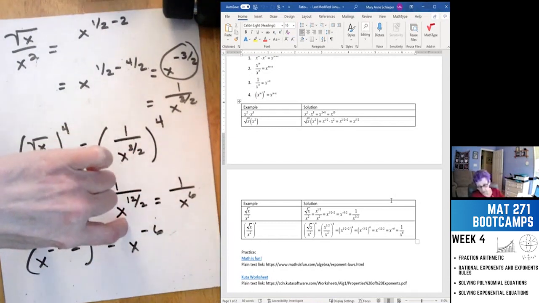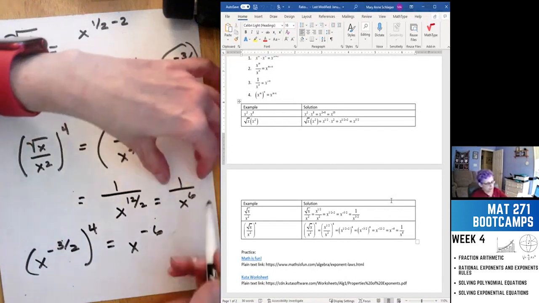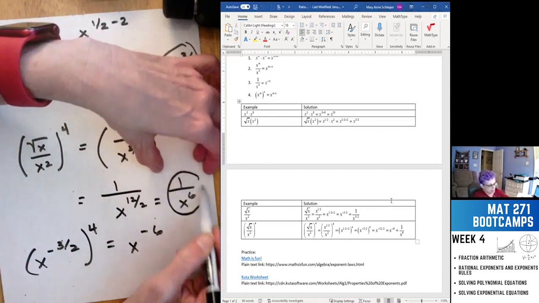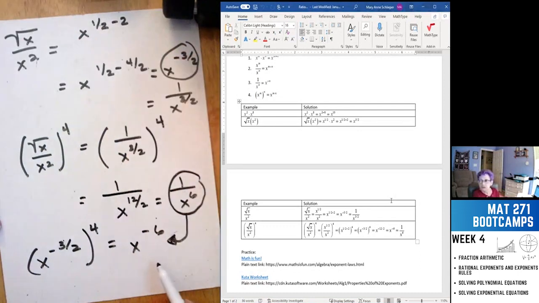When you're doing your derivatives, if you're asked to take the derivative of something that looks like this, you would rewrite it like this so that you could use the power rule on it. Exponent falls down, subtract 1 from the exponent.